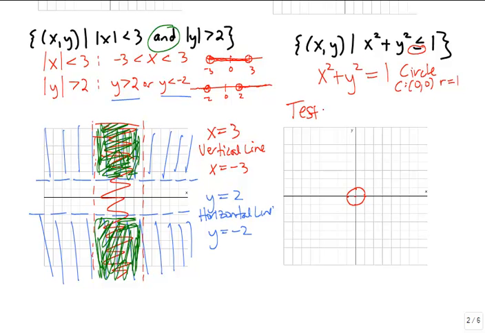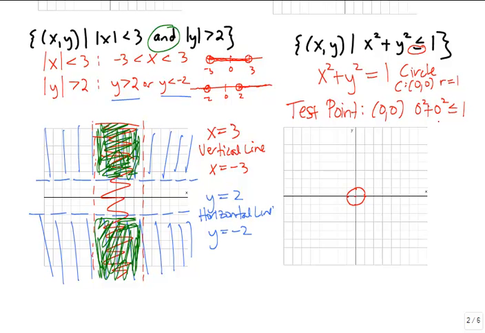Now the test point can be anything so long as it's not on the boundary curve itself. And a really good test point to use that usually always works is the origin, 0, 0. Because in this case that center point isn't technically on the rim of the circle, so I can use it as my test point. So all you have to do to test it is substitute in 0 for x and 0 for y, so 0 squared plus 0 squared, and see if it makes this inequality true or false.